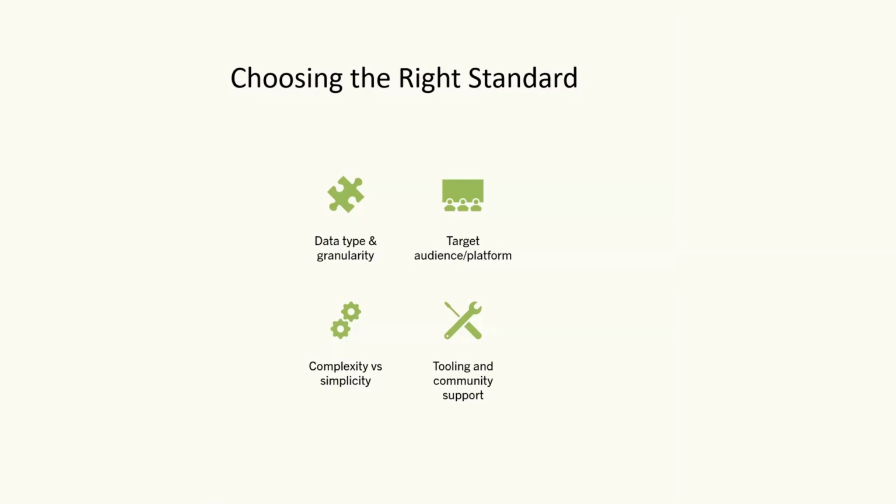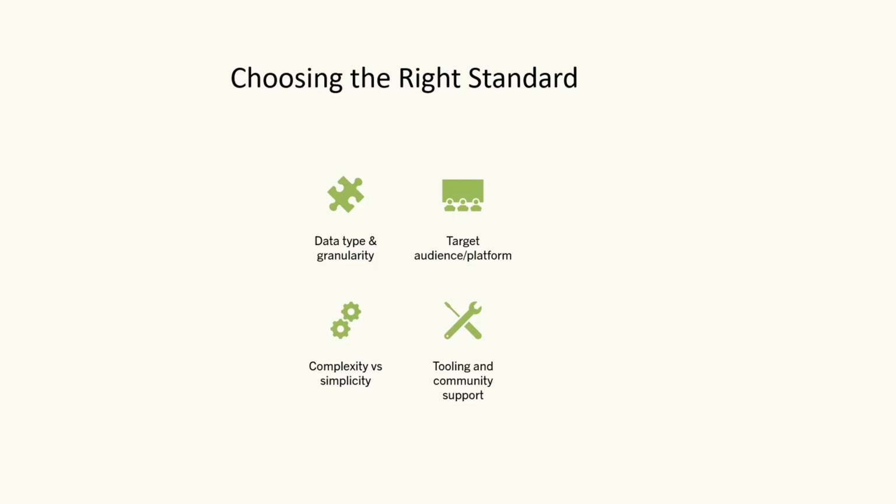So first you want to look at your data type and the granularity of your data. So how detailed your data is, what you plan on including. And then you want to look at the target audience for your data. So are you trying to publish it to a certain place or get certain people to look at it, and what context would they like it in? And then you want to look at if you need a complex or a simple data standard. If you have more detailed data, you might want a complex standard, but it might be worth keeping a simpler one if your data is quite straightforward.